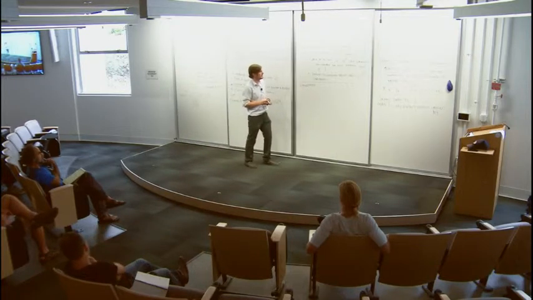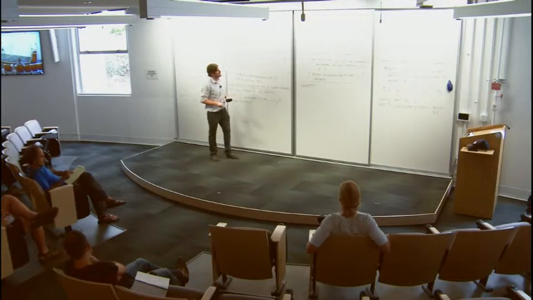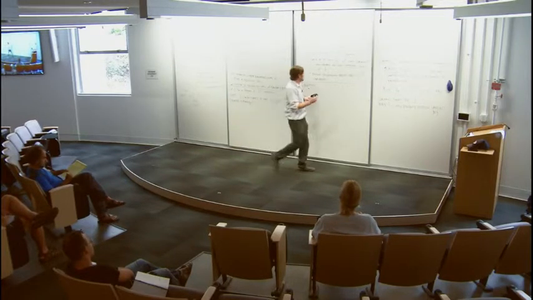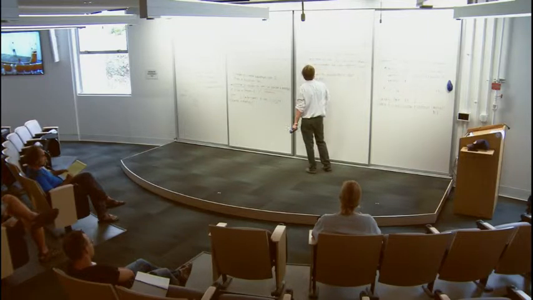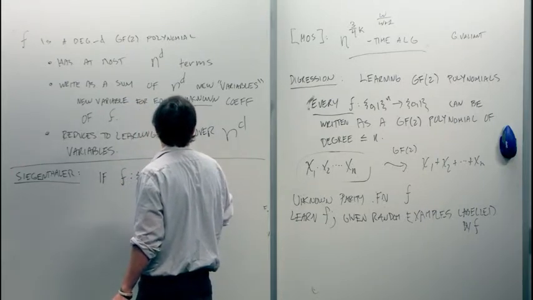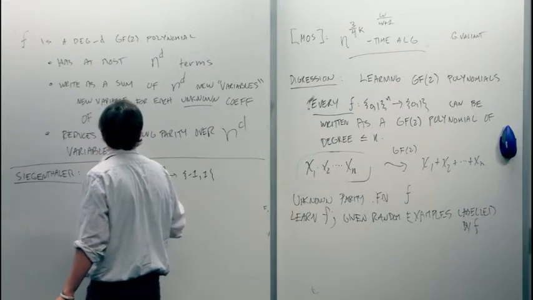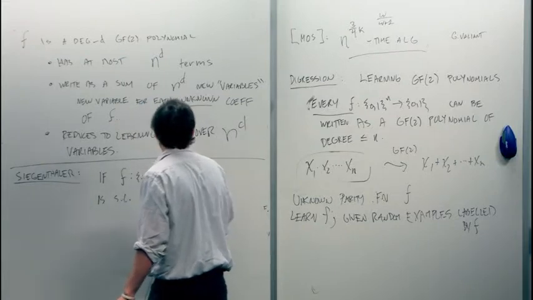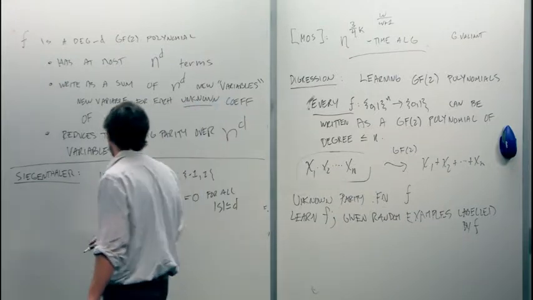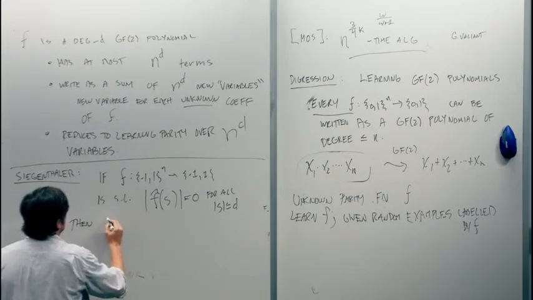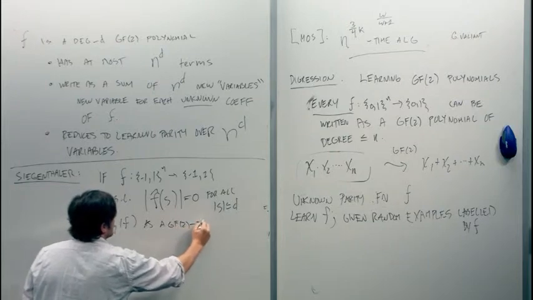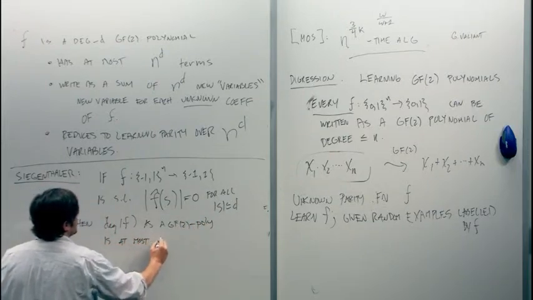Good question. Okay, so the last fact we'll need was discovered by Mossel, O'Donnell, and Servedio, and they discovered later that it was already known, so they reproved it. It's a cute result. It basically says if f is such that f hat of s is equal to 0 for all s less than or equal to d, then the degree of f as a GF2 polynomial is at most n minus d.